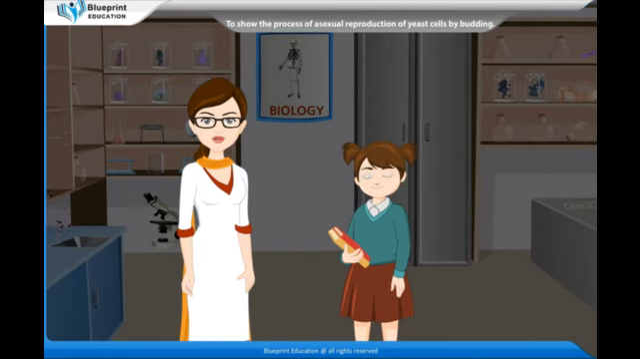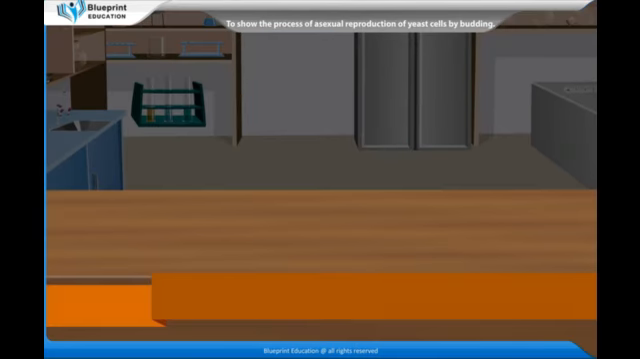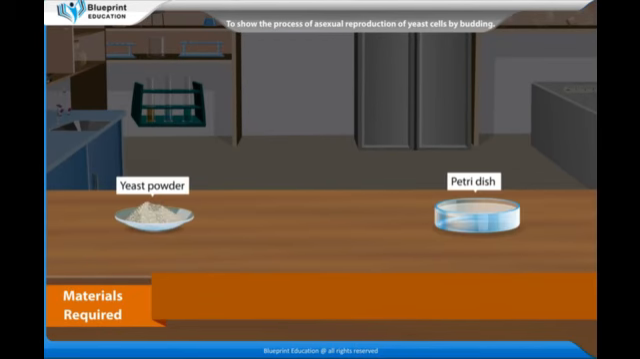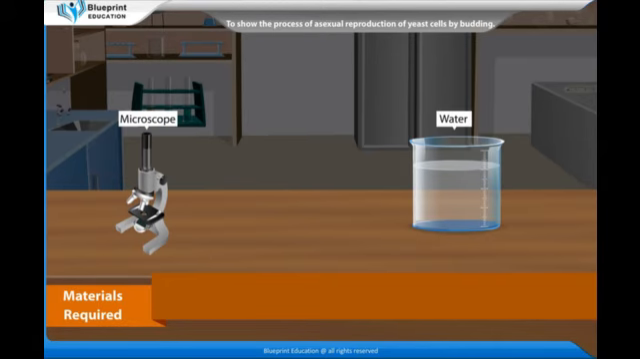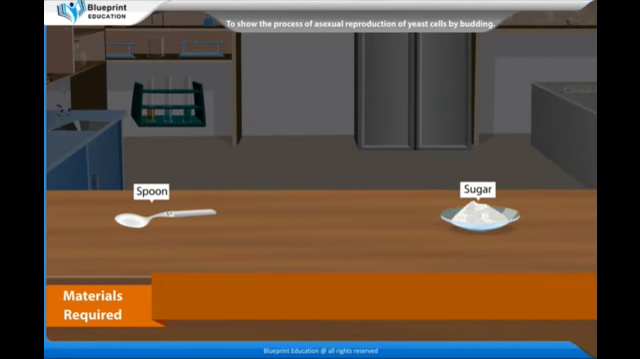Let's perform an experiment to show the process of asexual reproduction of yeast cells by budding. The materials required are yeast powder, a petri dish, a microscope, some water, a spoon, sugar, a glass slide and a cover slip, dropper and glass rod. Procedure: take a petri dish and pour some water in it.